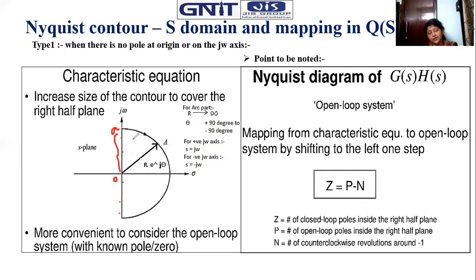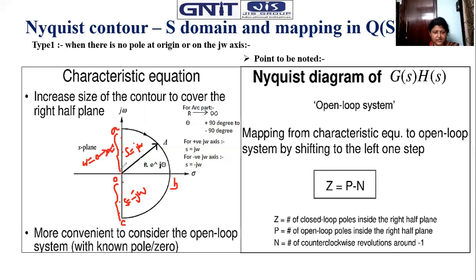Let's see a system having no pole at the origin or along the imaginary axis. You have to think that there will be a contour. Our suggestion is that it's like a net that we are spreading to catch the right hand side closed loop poles existing in the system, or you can say Z existing in the system.